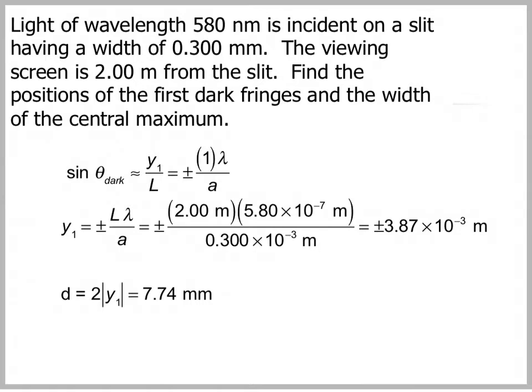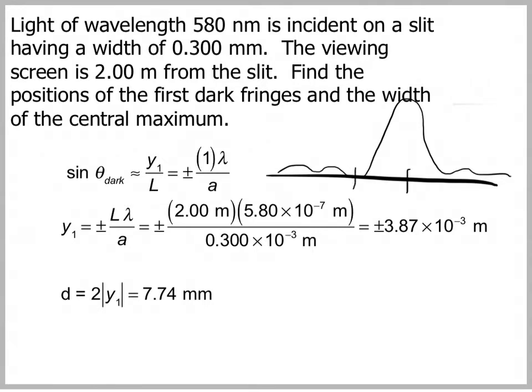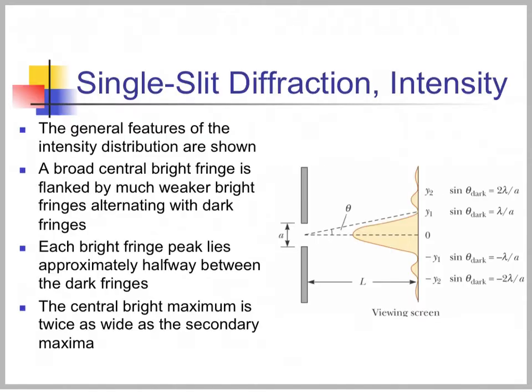So the distance then between the two dark bands: if I have a screen here and I look at the central maximum, and this is 0, this is minus 3.87 times 10 to the minus 3, and this is plus 3.87 times 10 to the minus 3, which is where our dark bands occur. The width of the central maximum is then twice y, which is 7.74 millimeters.